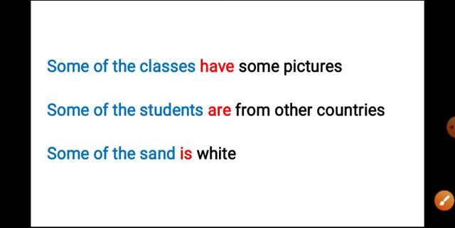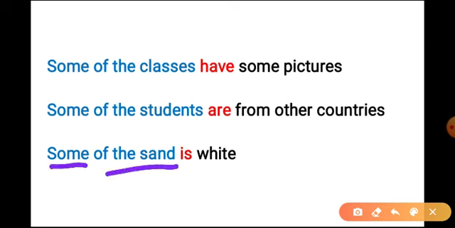Next, some of the sand is white. Di sini ada some dan the sand. Oke, masuk dalam uncountable noun. Jadi, verb-nya adalah is.